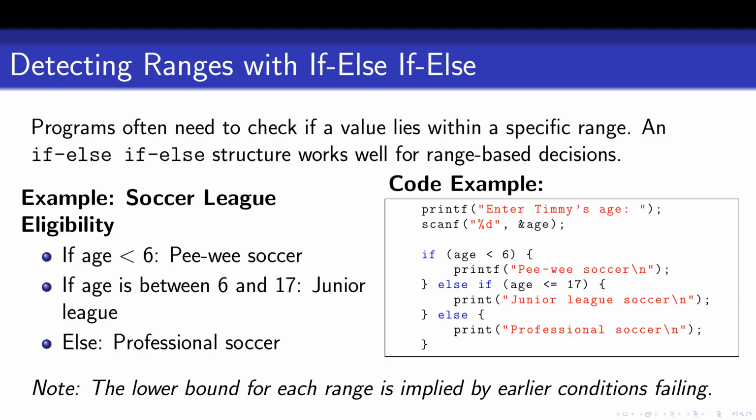The secret to getting this right is in how the conditions are ordered. Once a condition is true, all remaining branches are skipped. So in this example, we only need to check age less than 6, then age less than or equal to 17. The greater than 17 case is handled implicitly by the final else. This technique avoids overlapping conditions and makes the logic easy to follow. It's also a foundation for building robust input validation and data categorization.